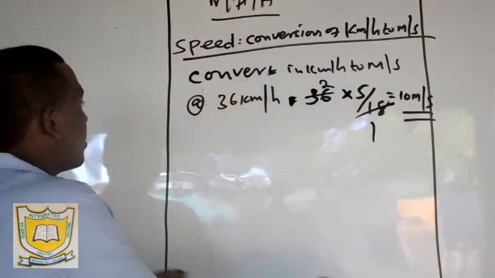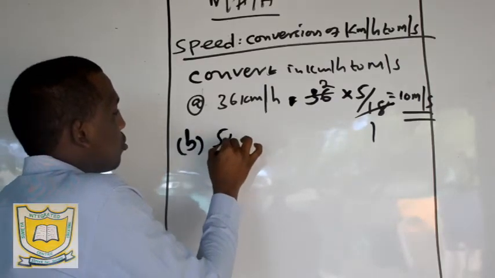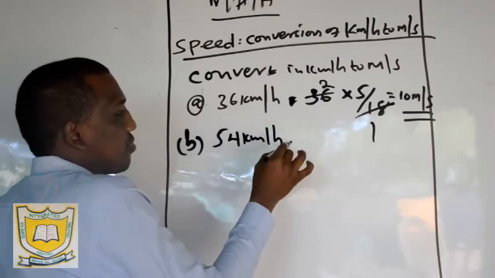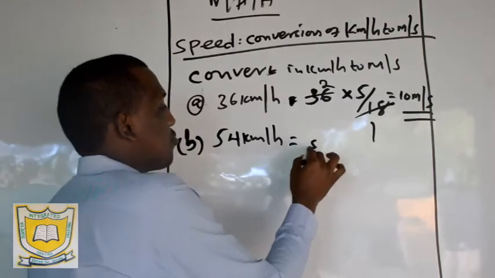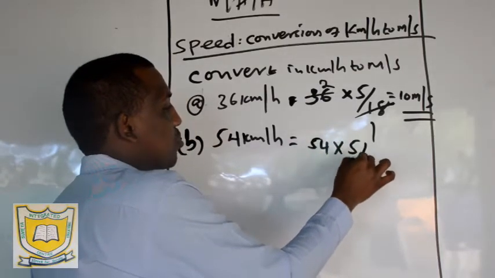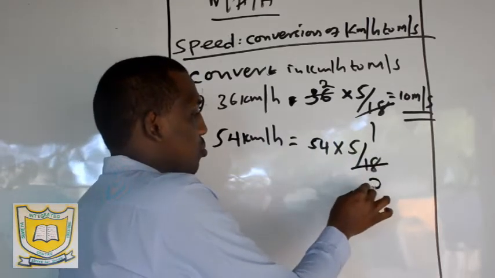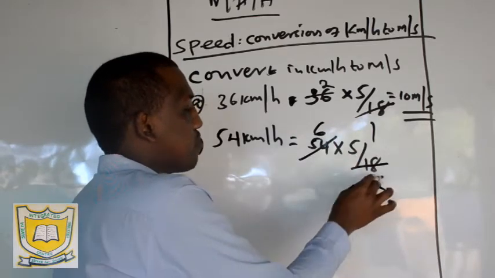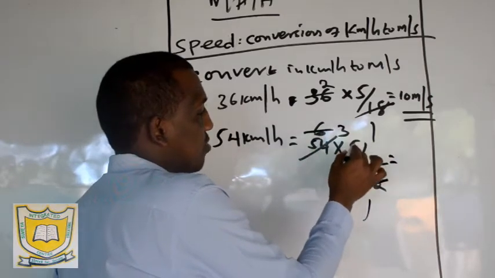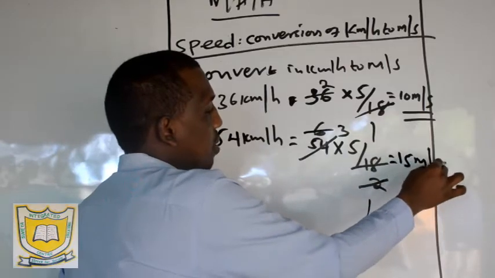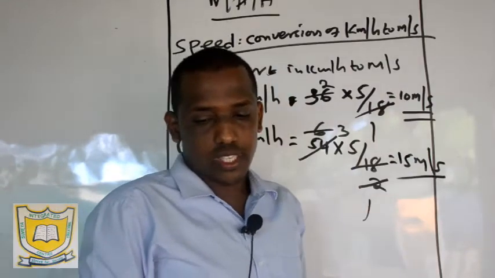Another one, let us see. Number B, let's say you have 54 kilometer per hour. You change this into meter per second. You say 54 multiplied by 5 over 18. That's the formula. So we simplify now. By 9, 2. By 9, 6. By 2, 1. By 2, 3. 5 times 3 is 15 meters per second. Remember, speed is always either in kilometer per hour or in meters per second.